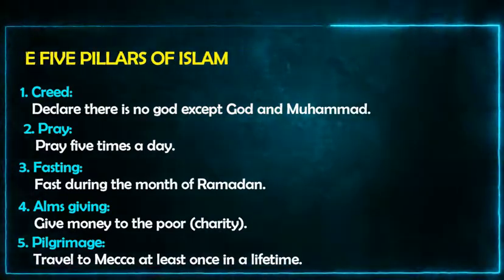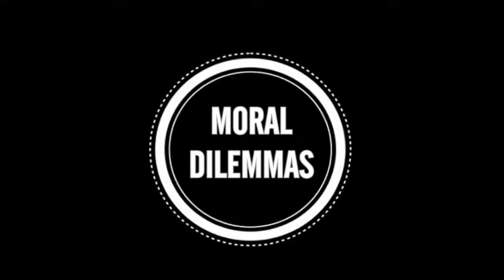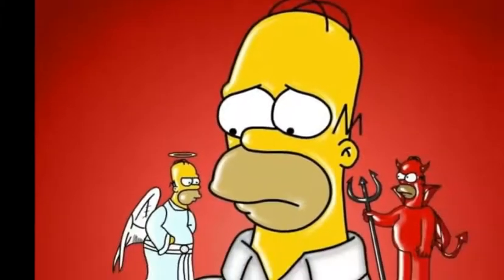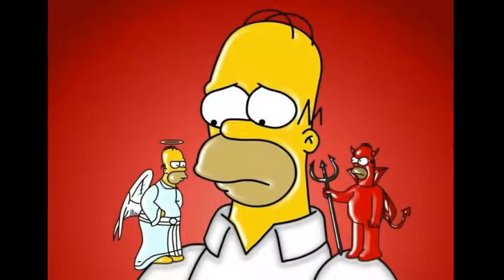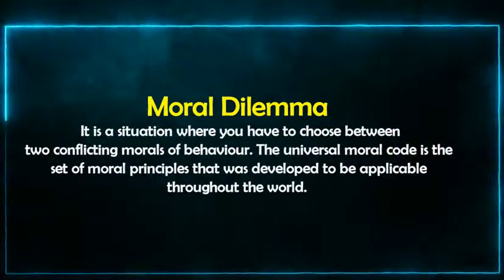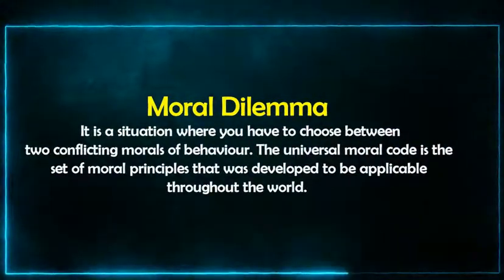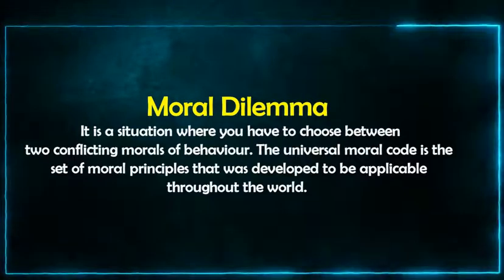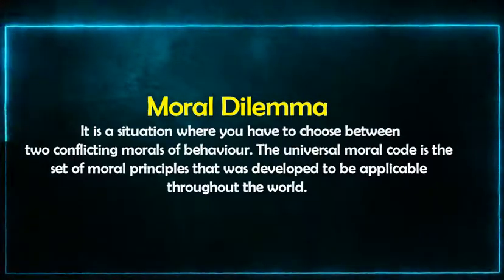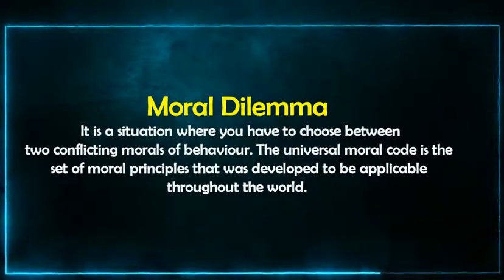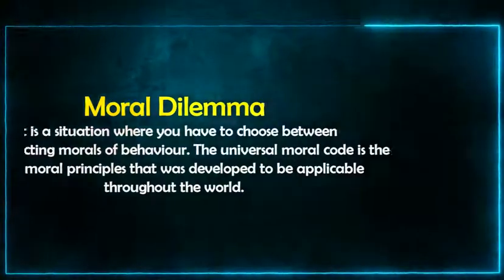Lastly but not the least, we will talk about moral dilemmas. A moral dilemma is a situation that requires a choice between 2 equal alternatives. It is a situation where you have to choose between 2 conflicting morals of behavior. The Universal Moral Code is the set of moral principles that was developed to be applicable throughout the world.